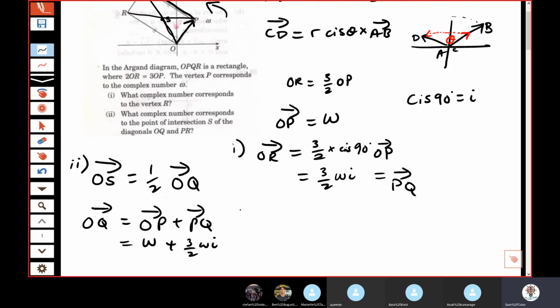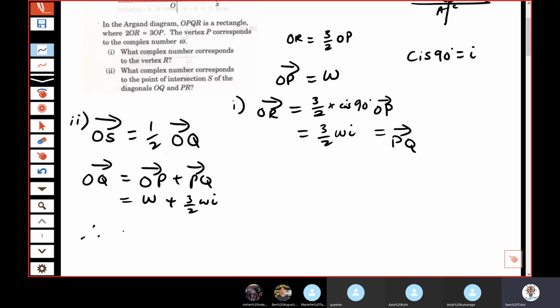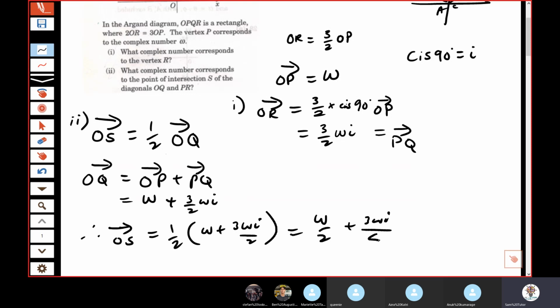And I think you guys can see we're pretty much one step away now. Vector OS is equal to half of W plus 3 WI on 2, which equals W on 2 plus 3 WI on 4.